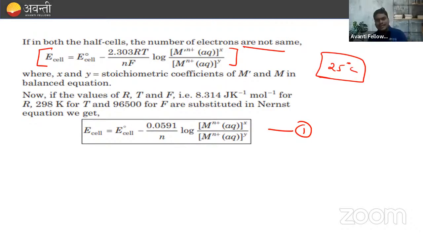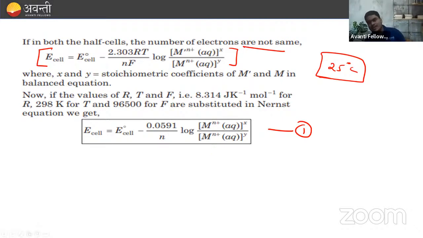Is it clear to everyone? EMF of the cell is equal to E naught cell minus 0.0591 upon N. What is this N? This N is the number of electrons that take place in oxidation and reduction. We are going to see this while solving numericals. And this is log of product concentration upon reactant concentration. Clear? Everyone, just confirm me once.